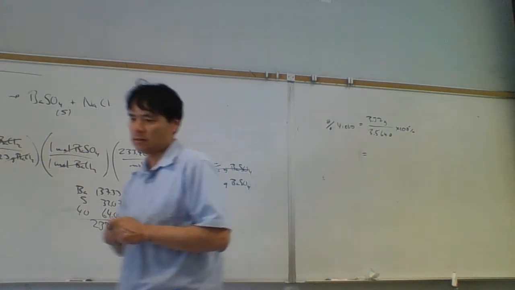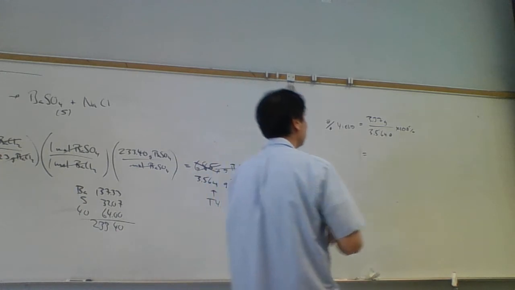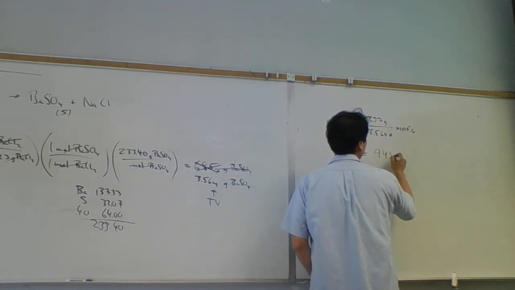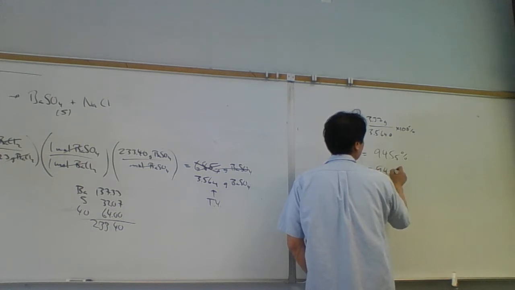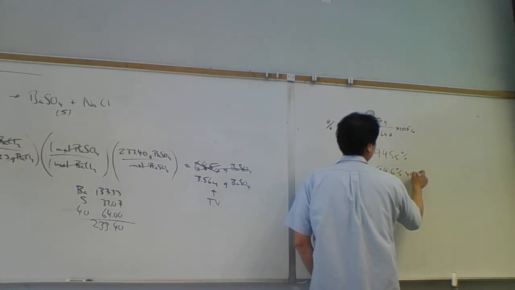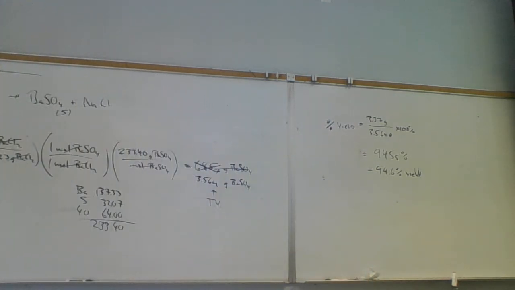So let's see what we get. 3.37 was how much they actually got, divided by 3.564, which is how much they should have gotten. It came out to 94.55%. 94.55% yield equals a 94.6% yield. And so that means they lost 5.4% of it. That's kind of a big loss.